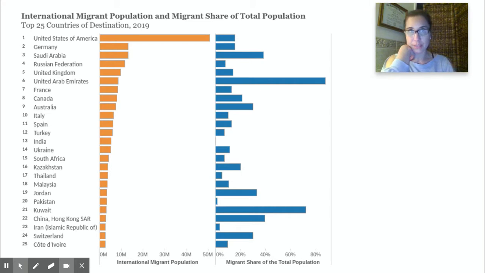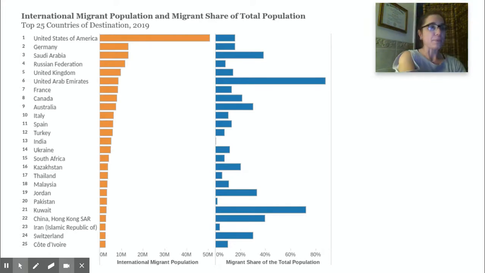Okay, let's look at what's happening where. This chart is from the Pew Research Center, and it shows us the top 25 destinations for migrants. We can see that the orange represents millions of people.